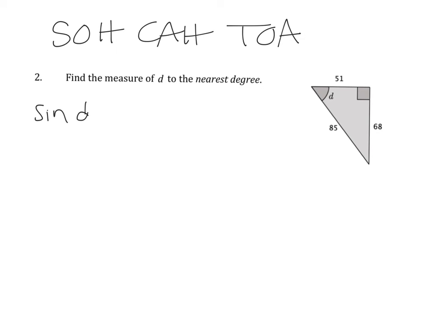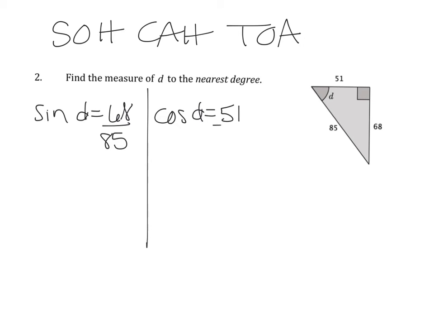So sine of D is equal to the opposite side of 68 over the hypotenuse of 85. Cosine of D is equal to its adjacent side of 51 over the hypotenuse of 85. And tangent of D is equal to the opposite 68 over the adjacent 51.